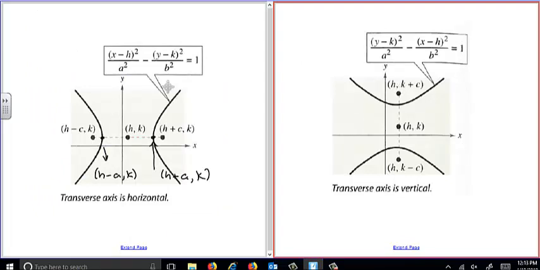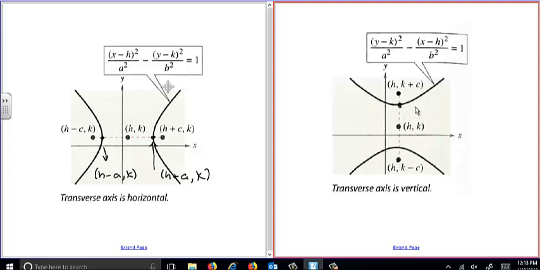Now this is the other situation where the y part is positive and the x part is negative. So in that case you have a vertical transverse axis. In this case h is constant and the y coordinate changes. So again these are the two focal points.